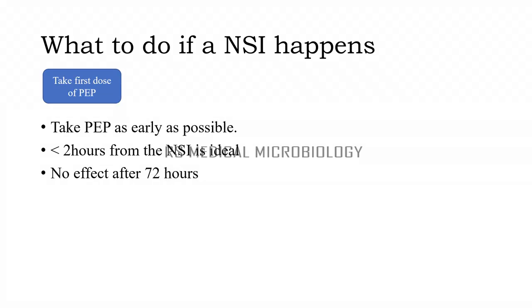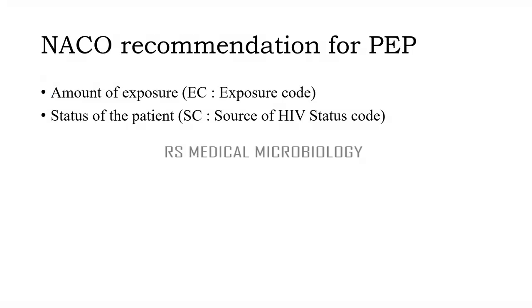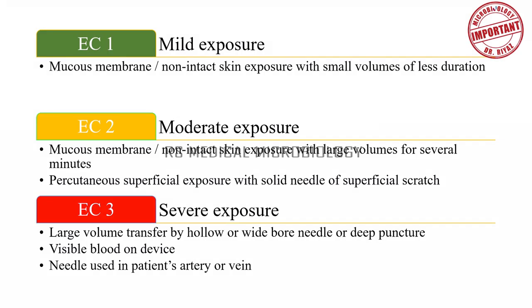The first dose of PEP has to be given ideally within 2 hours, and the maximum time allowed is around 72 hours. Beyond 72 hours, there is no effect of PEP at all. The NACO recommendation is based on the amount of exposure and the status of the source patient. So what is this exposure code?